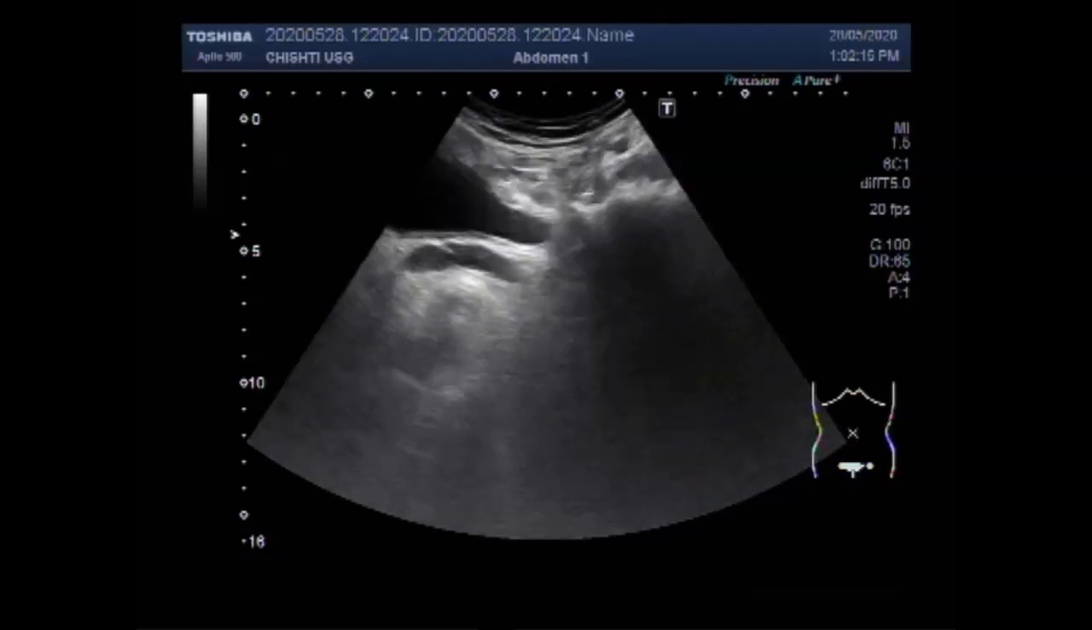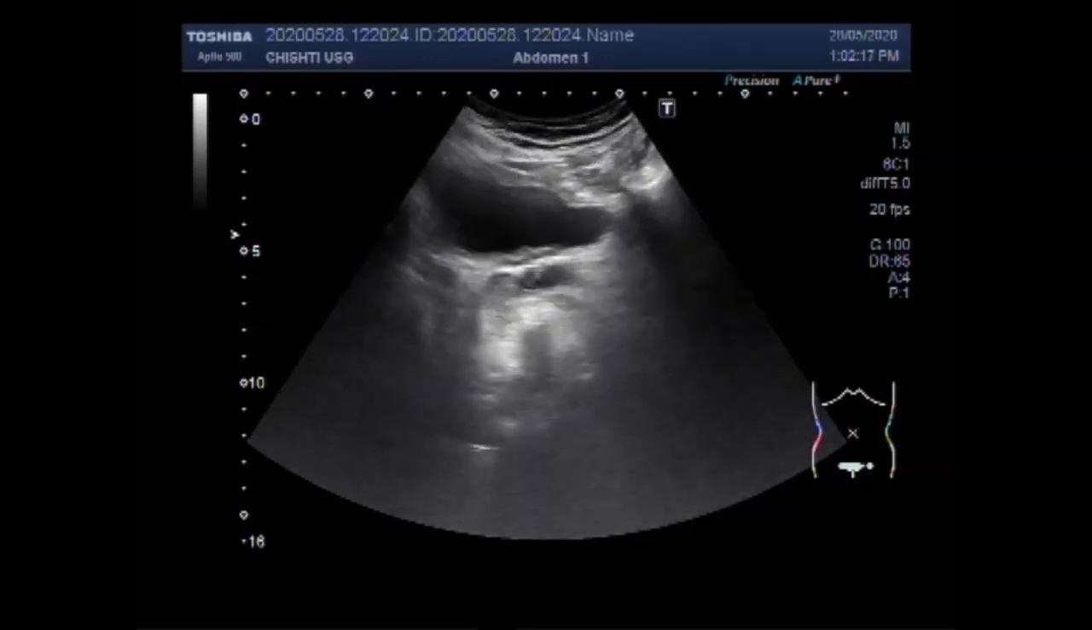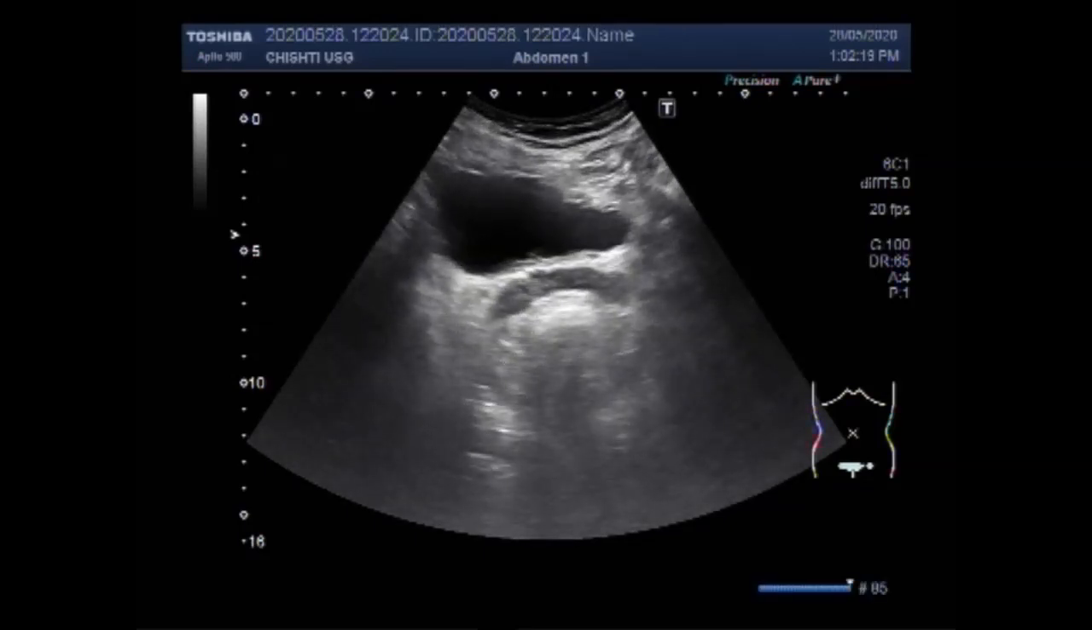Now you will see this is the urinary bladder, and it is echo-normal. No stone or sign of obstruction is seen in the urinary bladder.